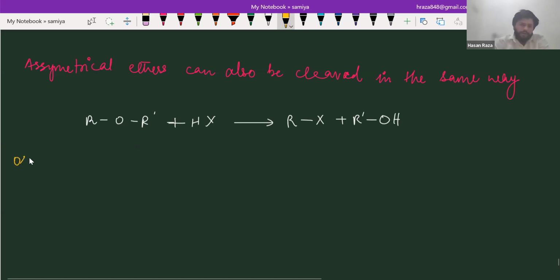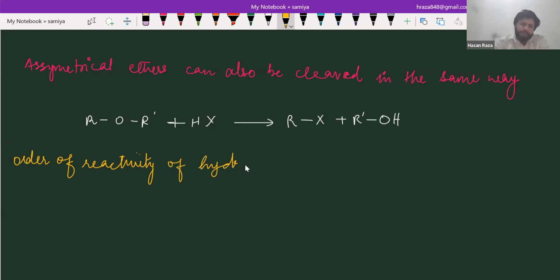Now, the order of reactivity is very important to know. The order of reactivity of hydrogen halides is basically that iodide is the best leaving group. That's why hydrogen iodide, then hydrogen bromide, and then hydrogen chloride. Please write.